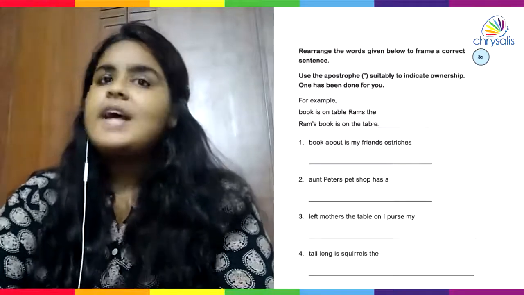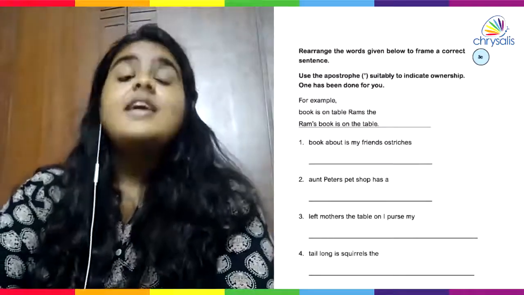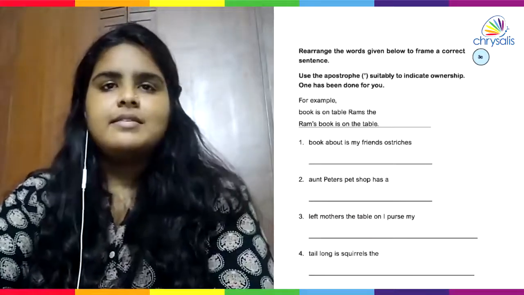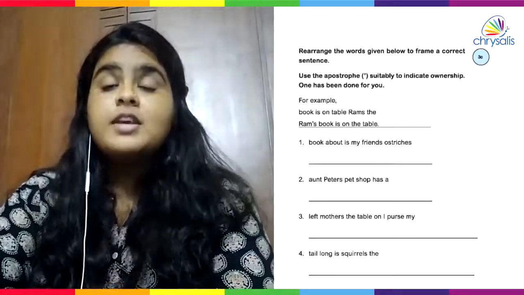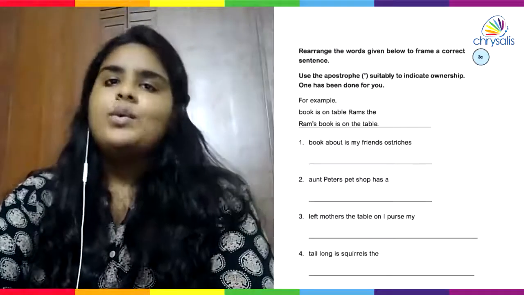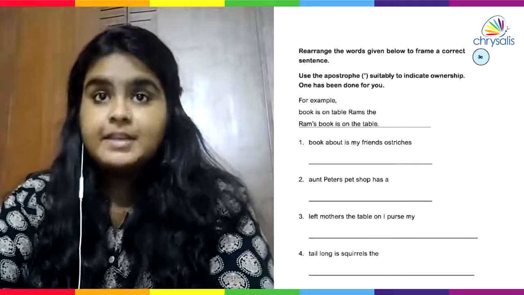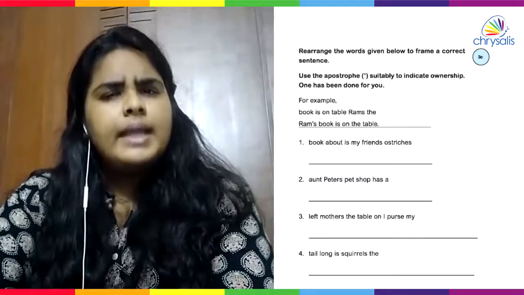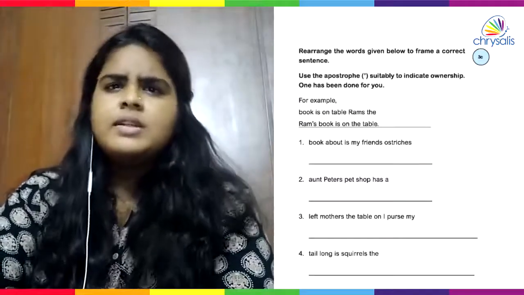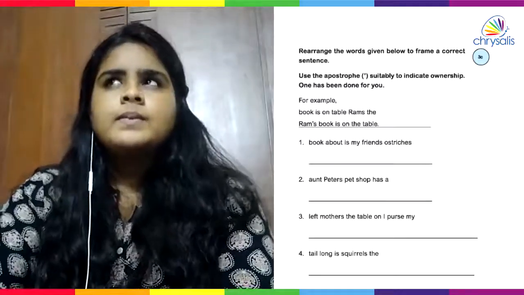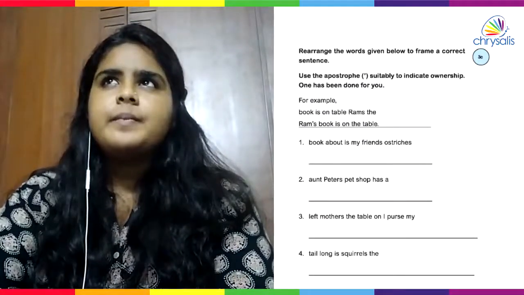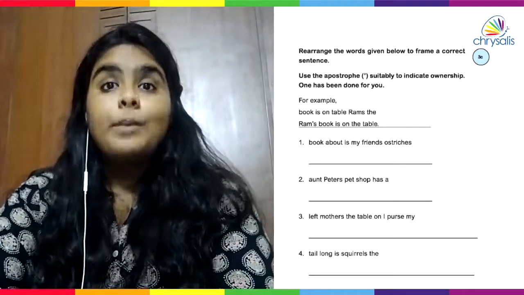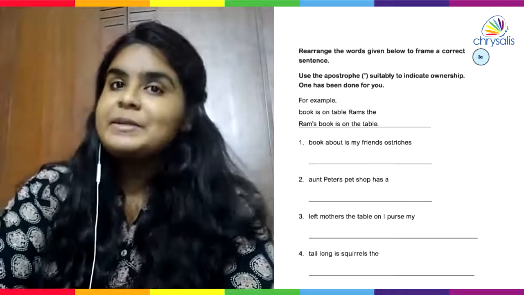Here you go. I will read out the instructions for you. Rearrange the words given below to frame a correct sentence. Use the apostrophe suitably to indicate ownership. One example has been done for you. Book is on table. Ram's the. How do we rearrange this? I think it should be, Ram's book is on the table.